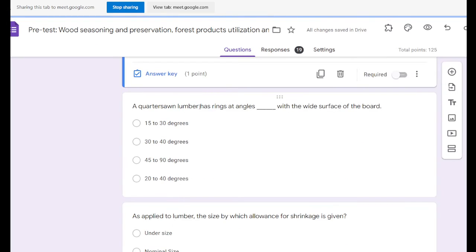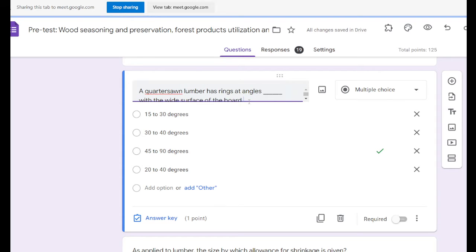Quarter sawn lumber has rings at angles blank with a wide surface of the board. The answer is 45 to 90 degrees. This is related to the previous question: a type of lumber cut wherein the wider side is almost at a right angle to the wide face of the board. So quarter sawn lumber has rings at angles of 45 to 90 degrees, almost a right angle. 90 degrees is a right angle. So with a wide surface on the board.